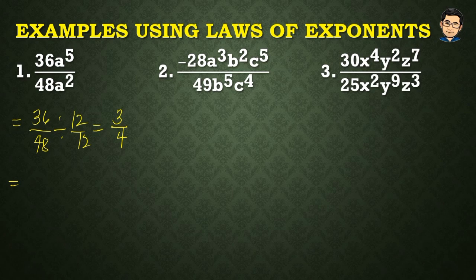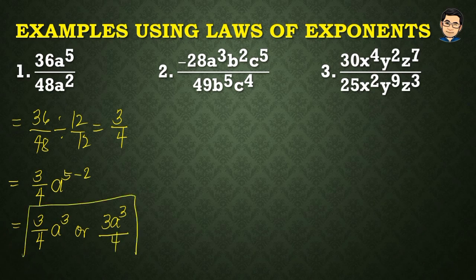And then, dun tayo sa variable. Copy lang natin 3/4 and then a raised to 5 minus 2. Kasi quotient of powers, magsusubtract tayo sa mga exponents with same bases. Next, 3/4 tapos a, 5 minus 2, that is 3. So, our final answer is 3/4 a cubed or pwede rin po siyang 3a cubed all over 4. So this will be our final answer.